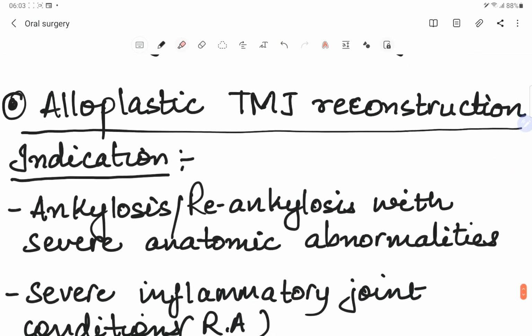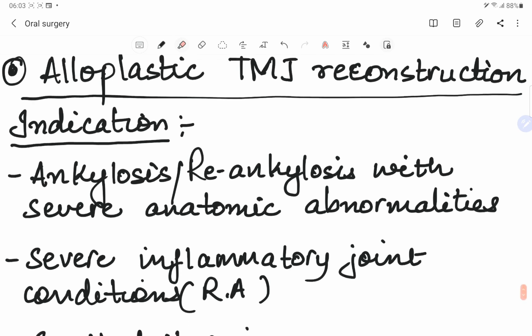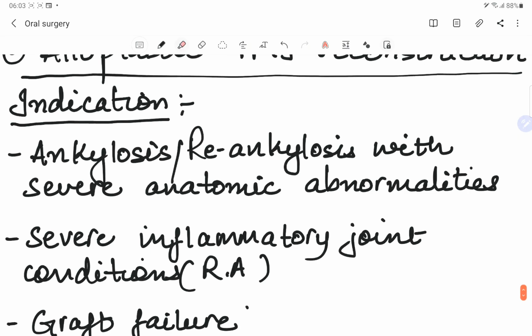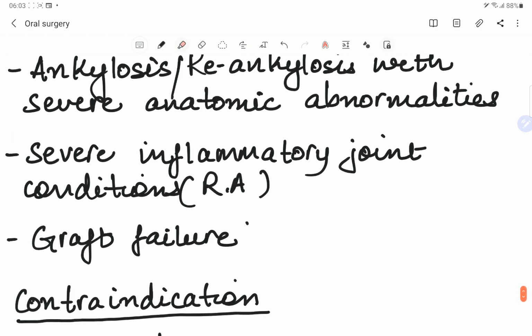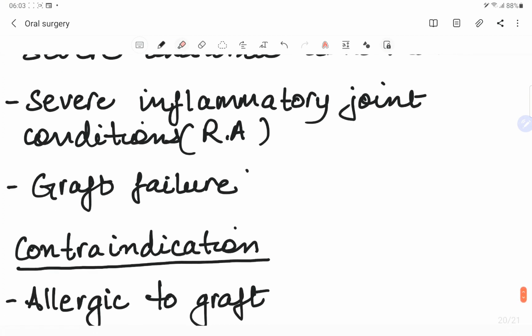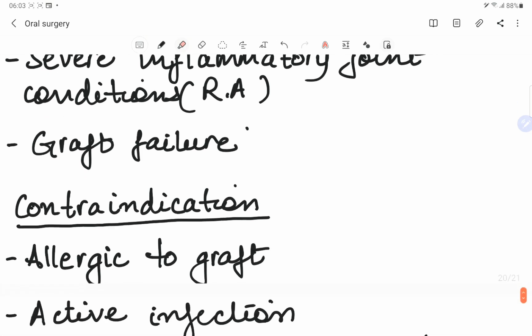So the alloplastic material, we can also reconstruct the TMJ with some alloplastic material in case there is ankylosis or re-ankylosis with severe abnormalities, or in case of severe inflammatory joint disorders like rheumatoid arthritis, or in case a previous autogenous bone graft has failed after multiple operations. So in that situation we can go for our alloplastic TMJ reconstruction.